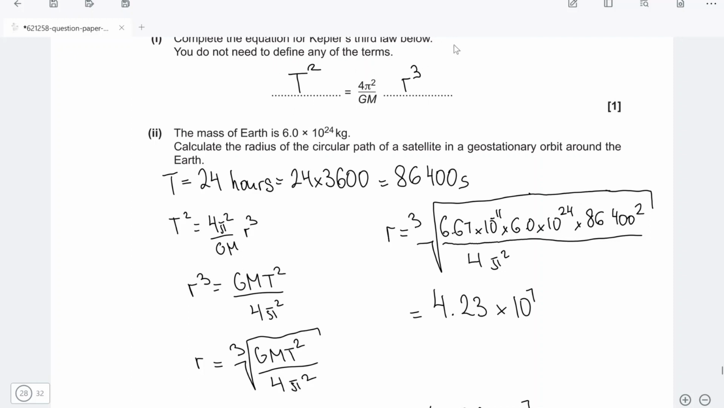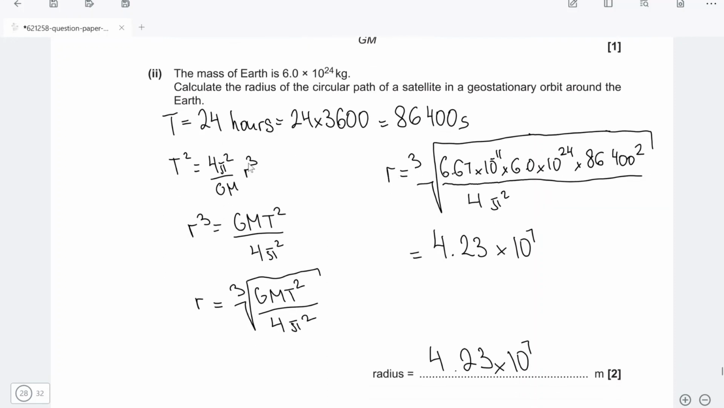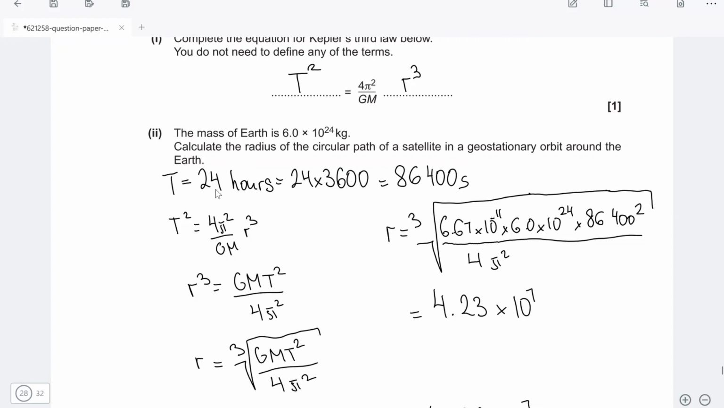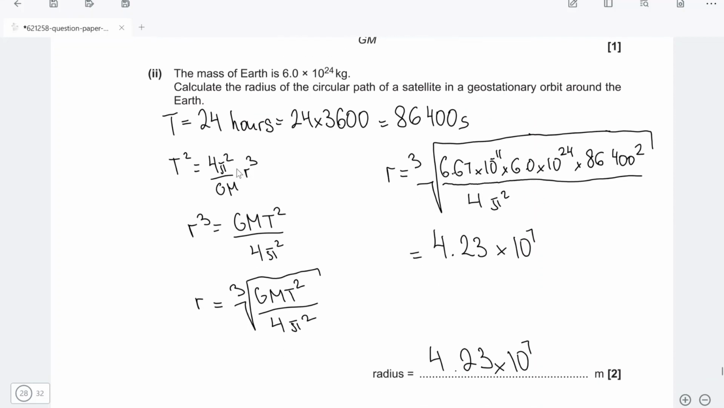So let's apply Kepler's third law to estimate the height of a geostationary satellite. First off, the time period T will be equal to 24 hours. Well, let's convert that to seconds really quickly. So it's going to be 24 times 3,600, which is going to give us 86,400 seconds. So we can then directly apply Kepler's third law.